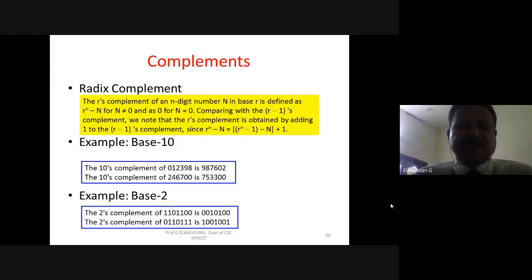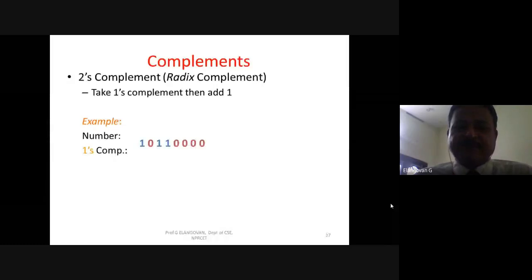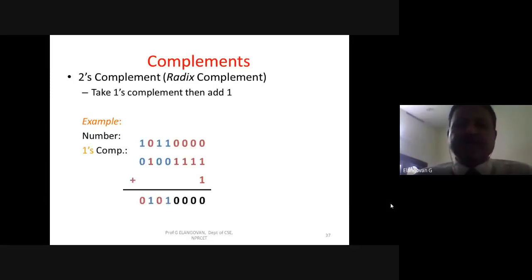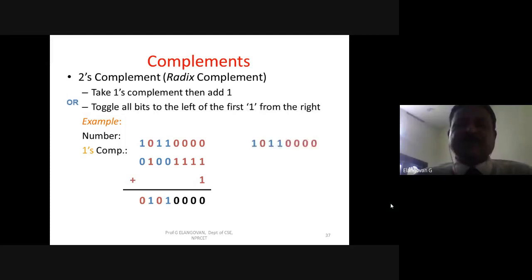It is similar for base 2 also. How do you find the 1's complement? You change all ones to zeros and zeros to ones, and finally you add 1 to the LSB, the least significant bit. You will get the 2's complement. So take the 1's complement of a number and add 1 to the LSB, and you will get the 2's complement of the number. That's what the definition is.